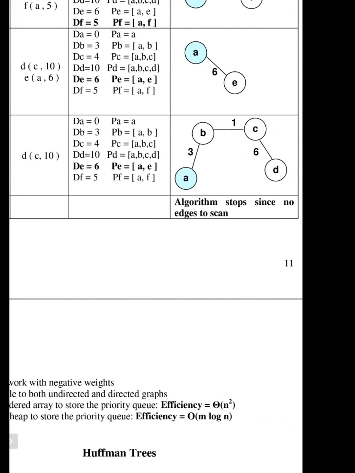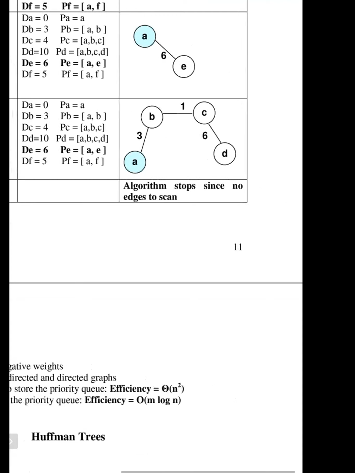So A to B distance is 3, A to C distance is 4, A to D distance is 10, A to E distance is 6, A to F. So all these distances give the shortest distance. In this way, we can get all the shortest distances from the source vertex.